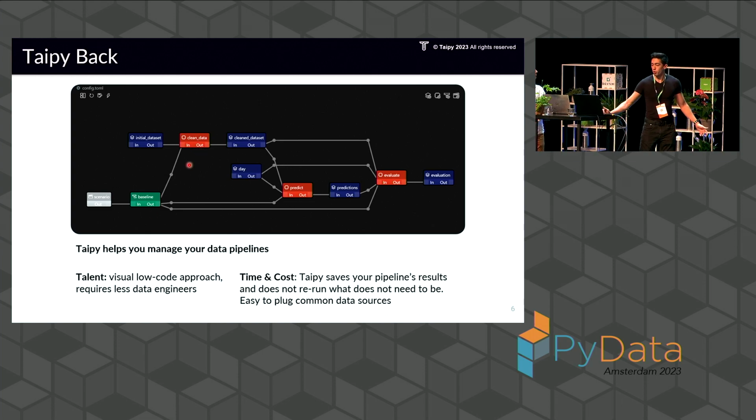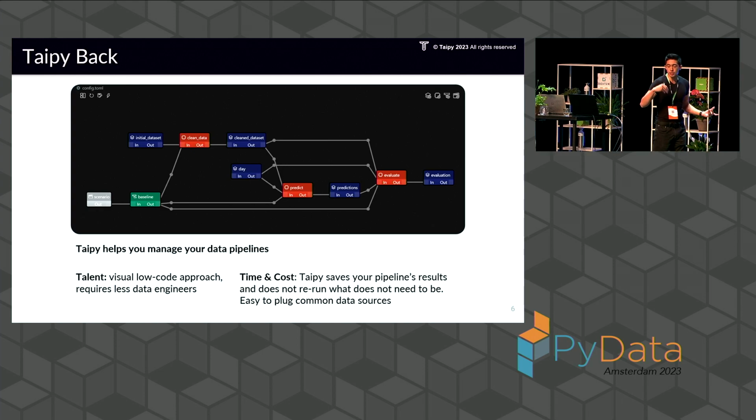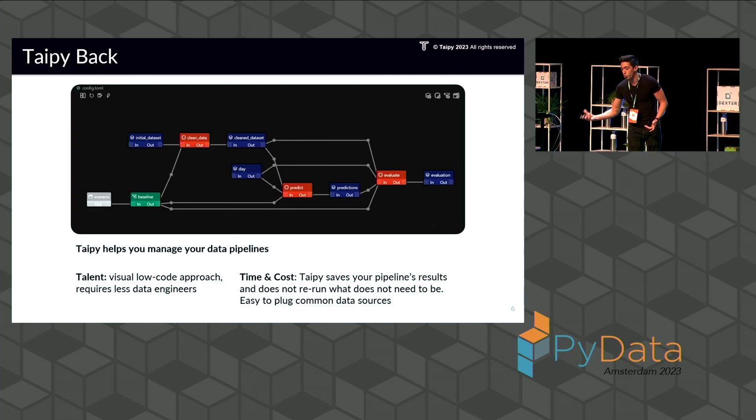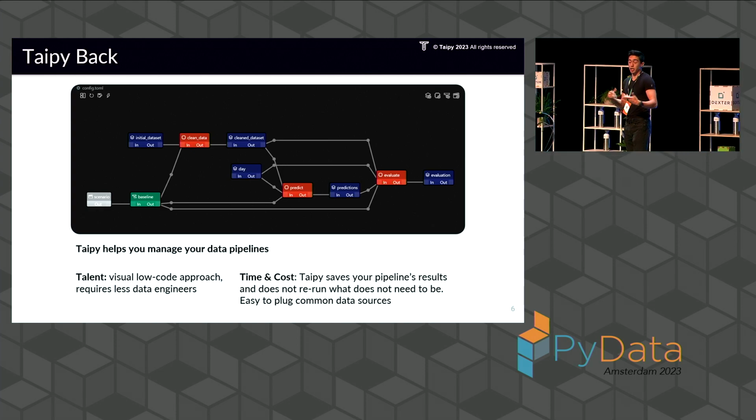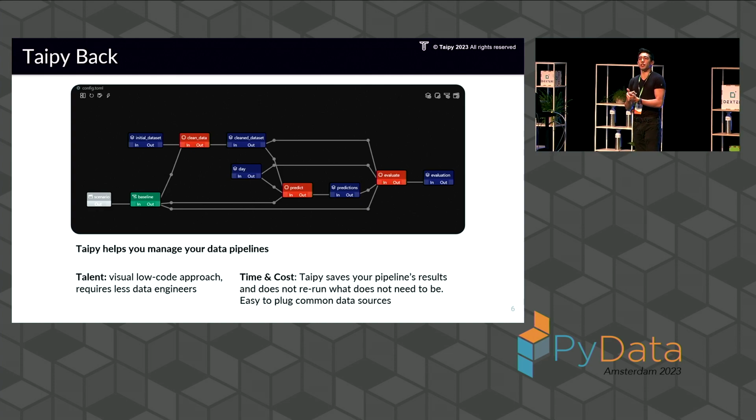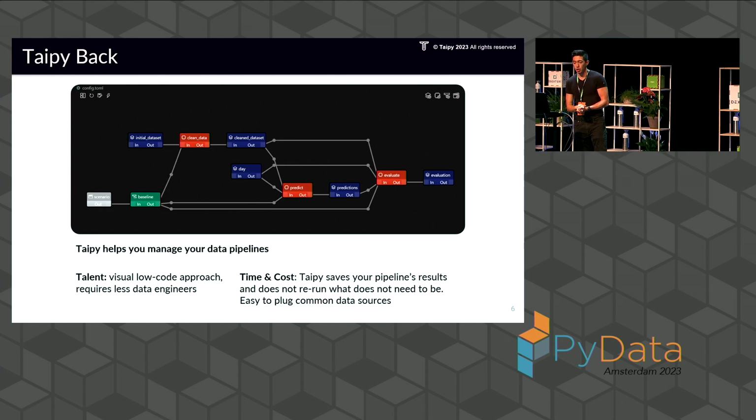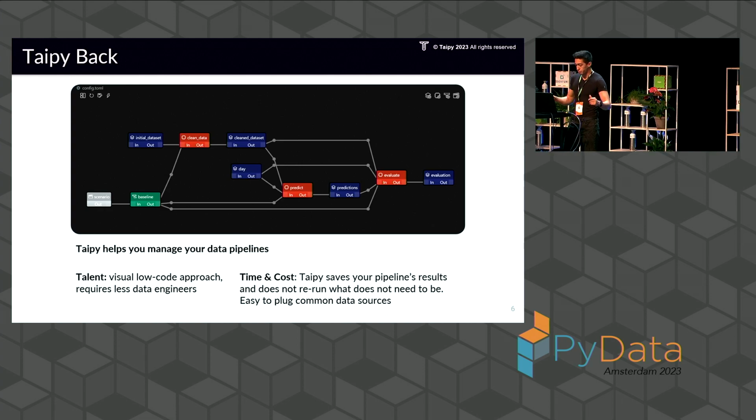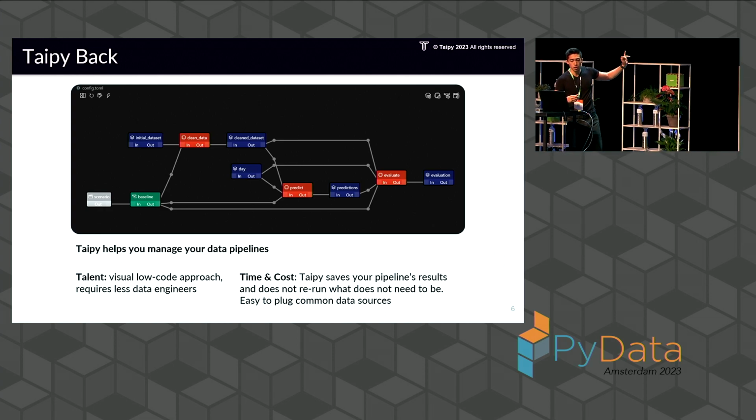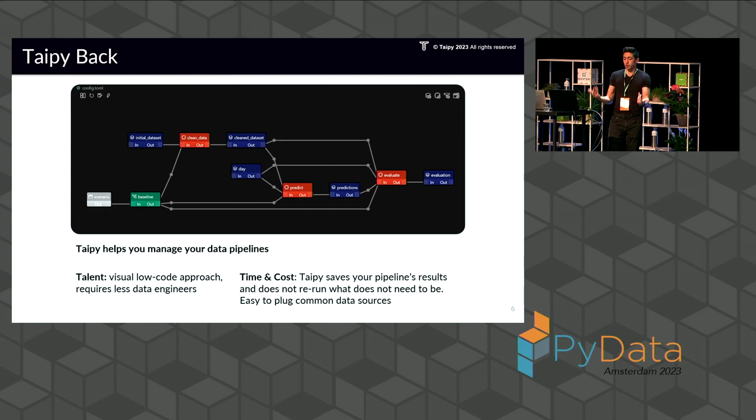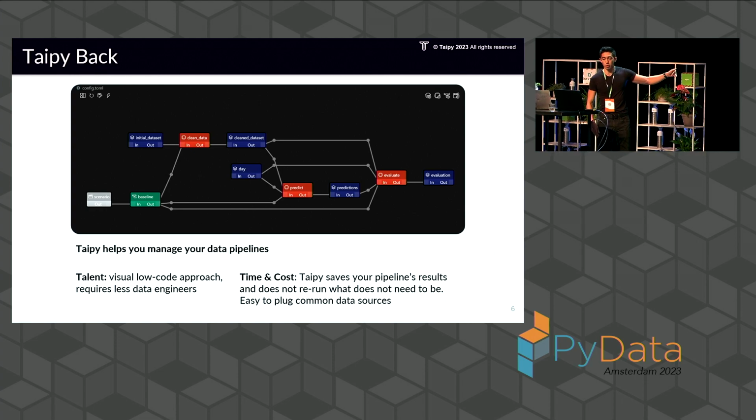Why is this useful? Well, in terms of talent, this is a visual, low-code approach to managing data. So it requires less experience in data engineering. In terms of time and cost, we do a few things to save. So for example, Taipy will always save your pipeline's results with versioning. It's easy to compare runs of different scenarios. We don't rerun what does not need to be. So we have a caching system.